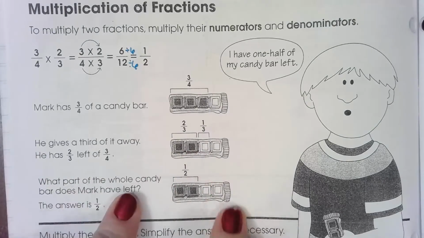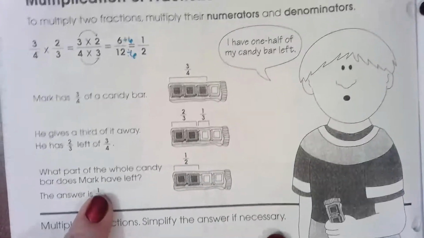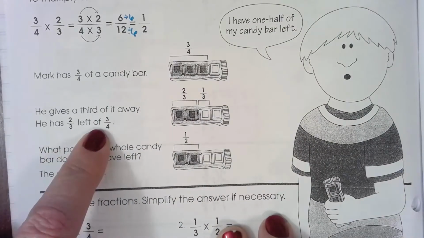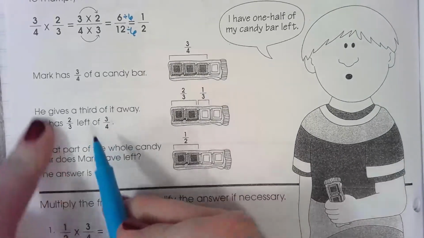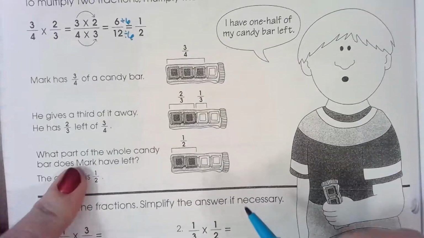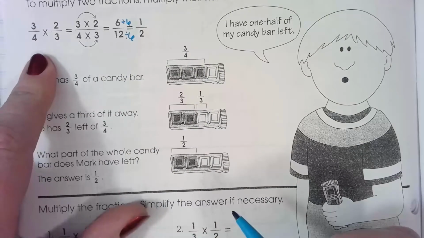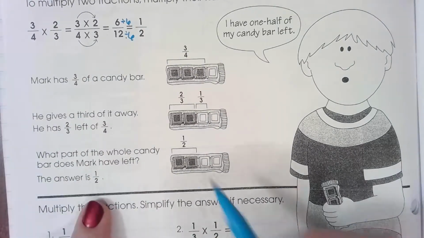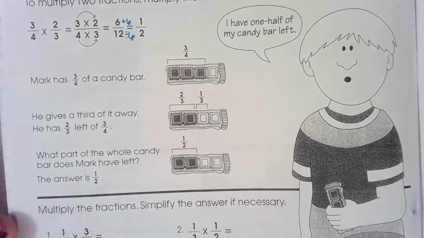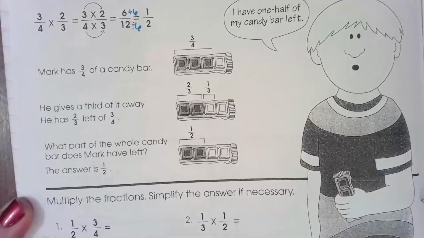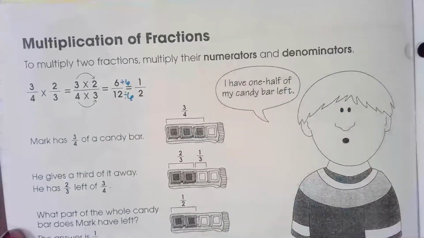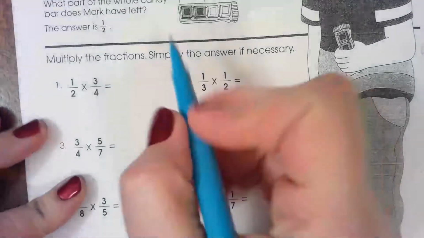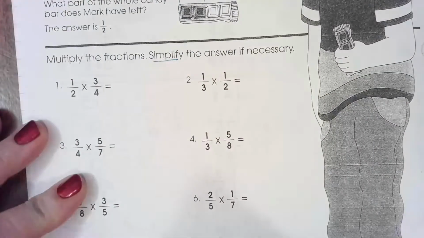So what part of the whole candy bar does Mark have left? What is 2/3 of 3/4? We would get that by multiplying 3/4 times 2/3, and we get the half that we just found. So let's try this. To multiply fractions, we just multiply numerators, multiply denominators, and then simplify if needed.